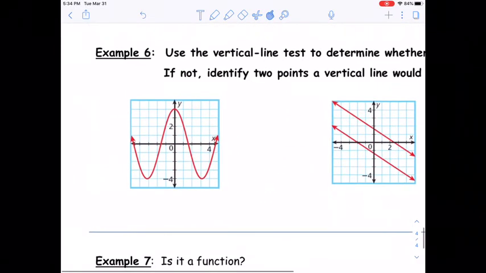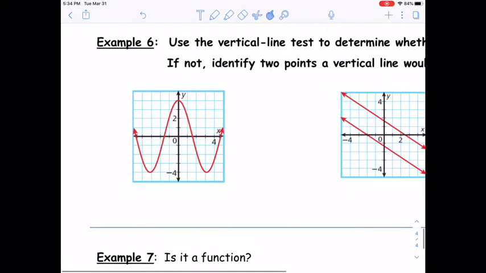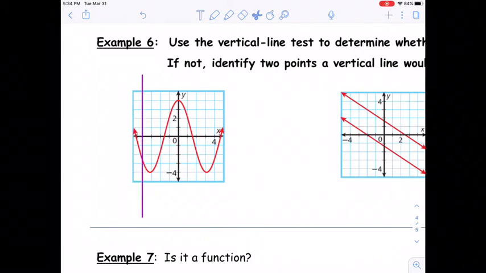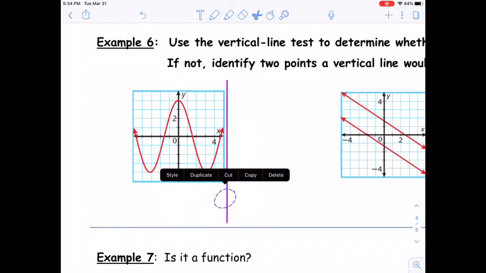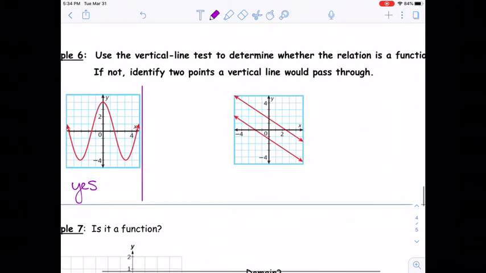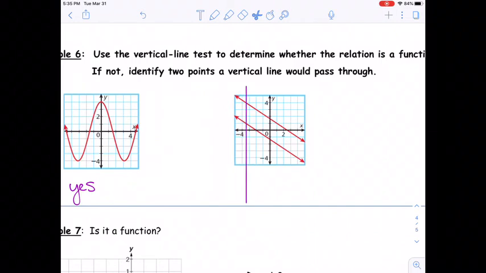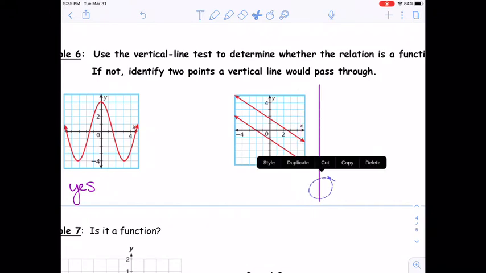So what do you think on example 6? Is this first one a function? Look at your vertical line going across. It's hitting just 1 point at a time the whole way across. So yes, this one is a function. Looking at example 2 over here, as I go across, look, I'm hitting 2 points everywhere, 2 different red points. So this one is not a function.